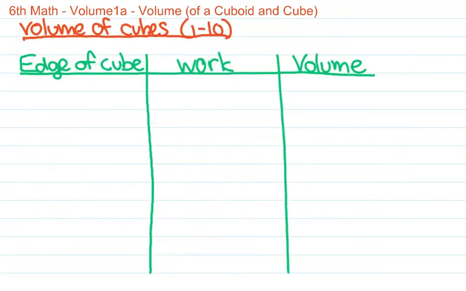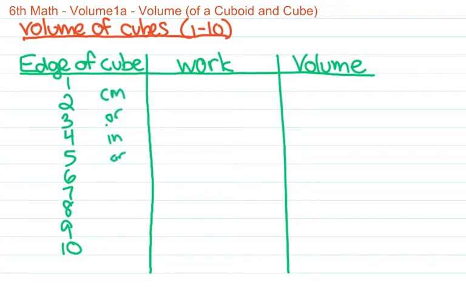Let's build a table. Take a moment, pause the video, build a table like this. We're going to have 10 rows, 10 rows for each edge of a cube. So 1 centimeter, 2, 3, 4, 5, 6, 7, 8, 9, 10. All right, and this could be centimeters or inches or feet or miles, whatever. That'd be a crazy cube, right? And we're going to try to commit all these to memory.